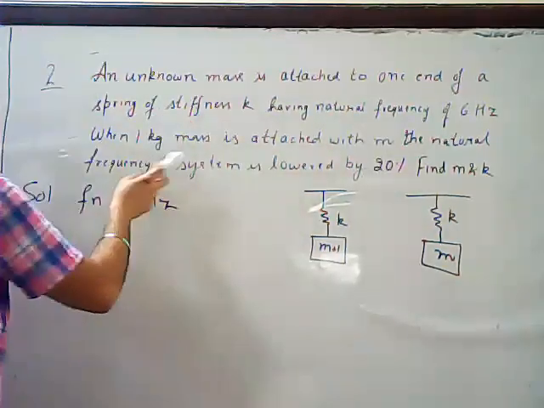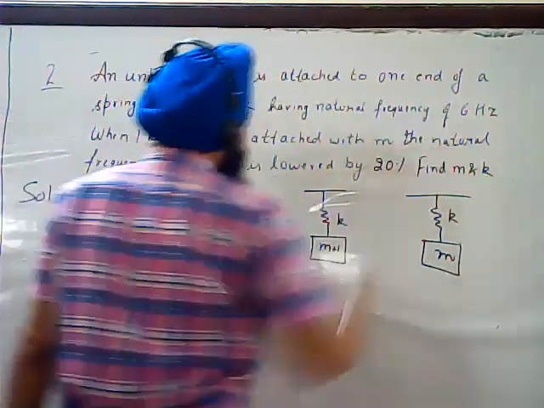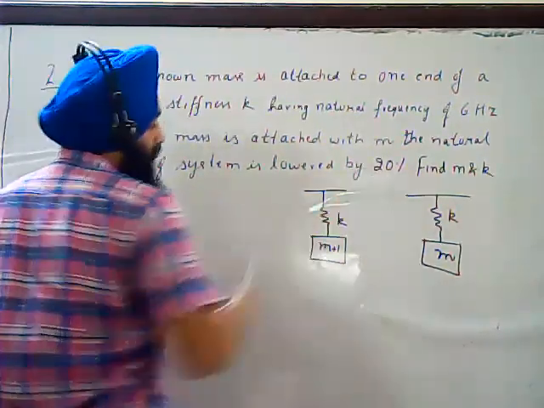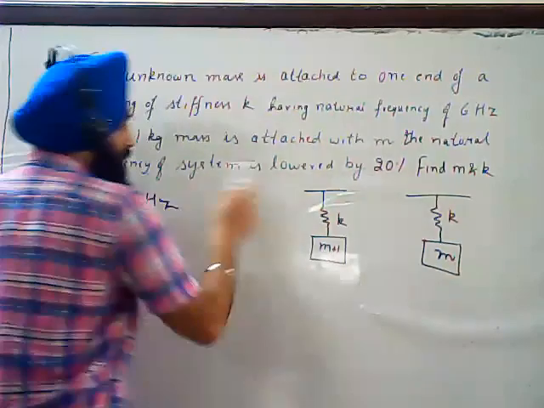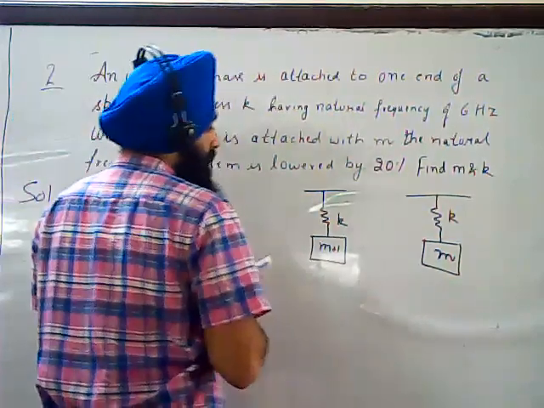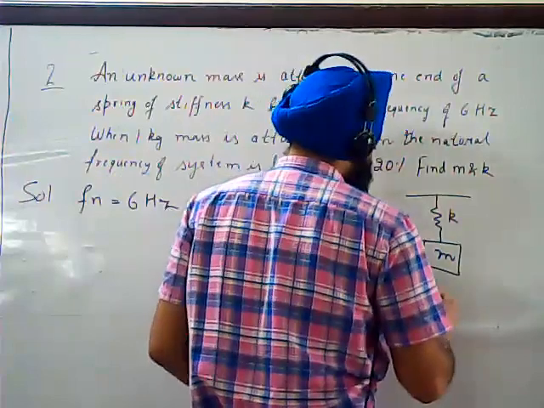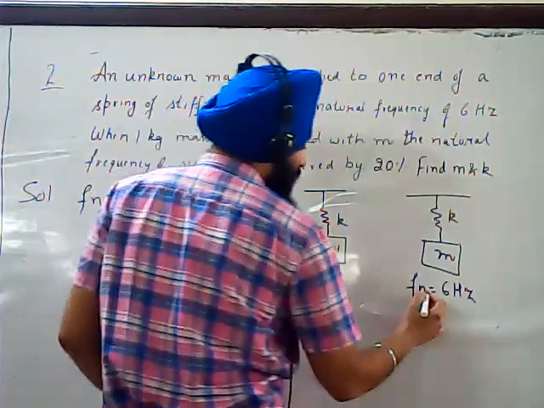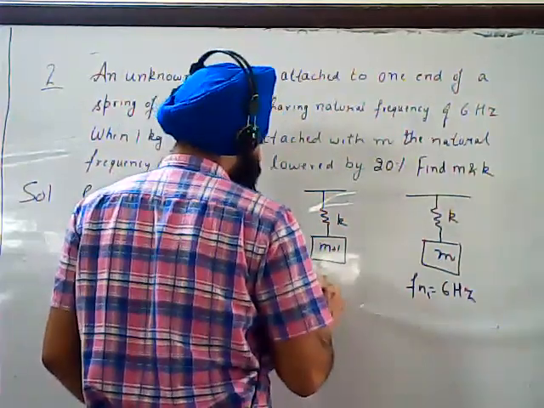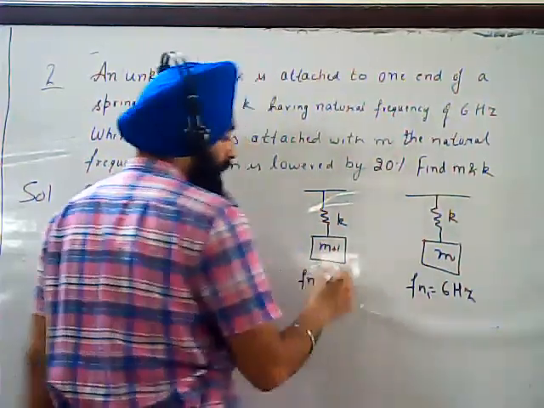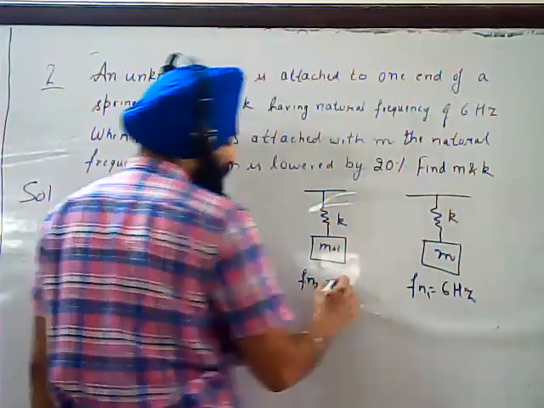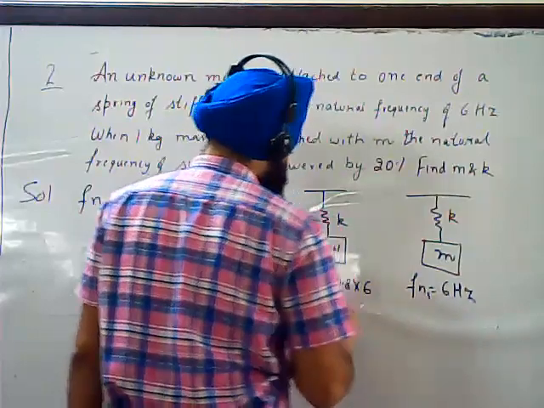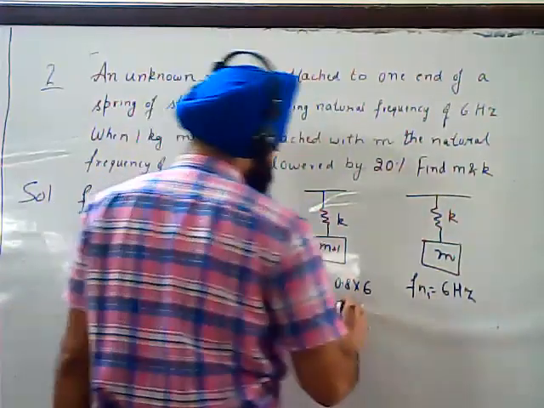So initially the natural frequency is 6 hertz. So when a mass of 1 kg is attached, its frequency is lowered by 20%. It means here the natural frequency will be 6 hertz. Let it be fn1, and let this be fn2. Here the natural frequency will be 80%. 80% means 80 by 100. It will be 0.8 into 6. The value will be 4.8.